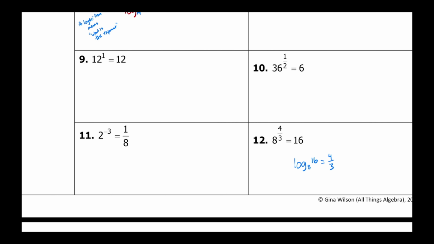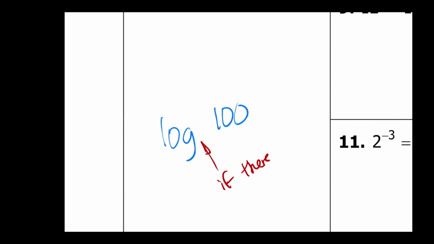Yeah, we good? Are we good? And just one last thing. If you see this, log base 100, if you don't see a base, if there is no base, then the base is 10. That's your basic base. Okay? So if you don't see a number right here for the base of the log, if you just see log, like if you look at your calculator, there's no base there, right? It's just log. It's base 10.